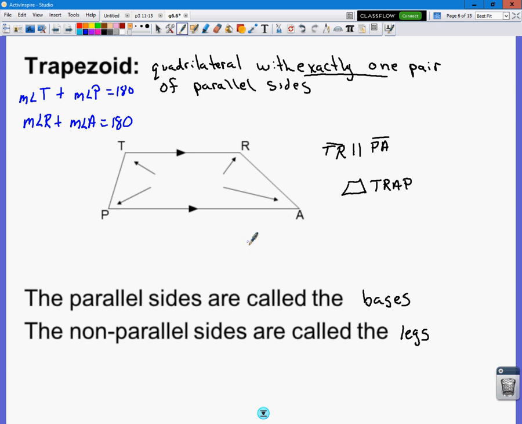Questions on our definition of a trapezoid? Can I go to the next page?